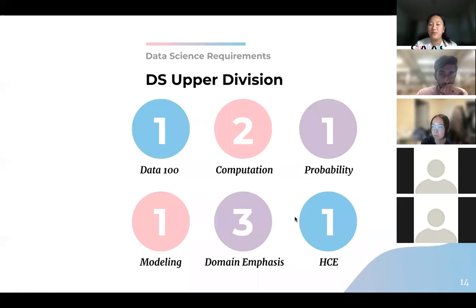All right, so moving right along to the upper division classes, you will have to take Data 100. So that's not a choice class, but for literally every other requirement, you do have a choice on what class you take. So there'll be 2 classes that have to do with computation, 1 probability class, 1 modeling class, 3 classes for your domain emphasis, and 1 HCE or human context and ethics class.